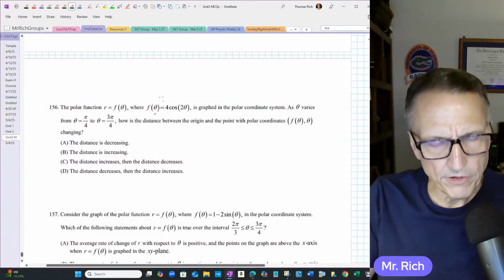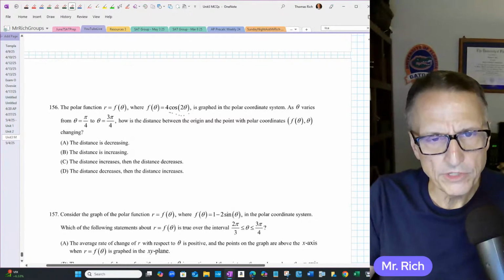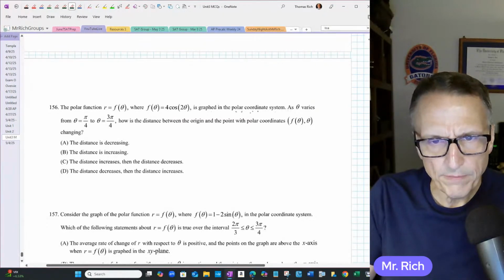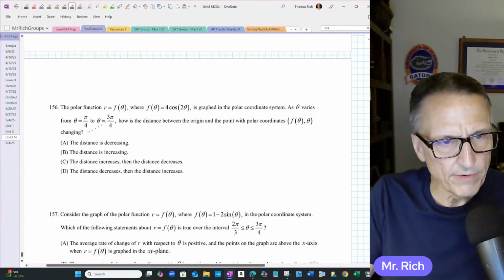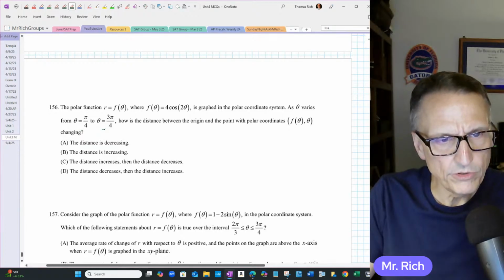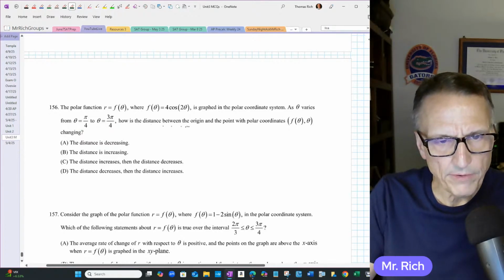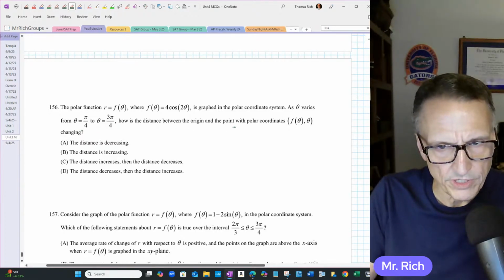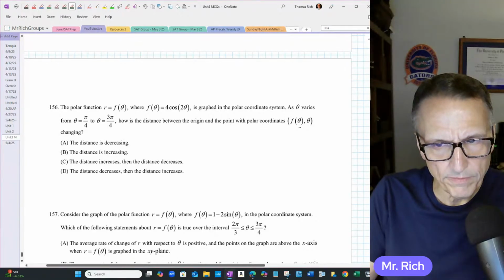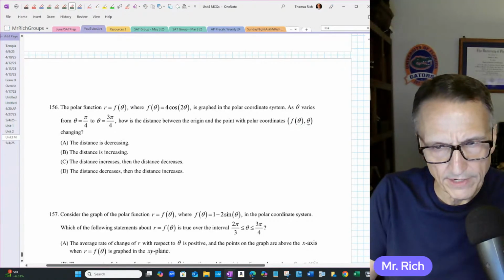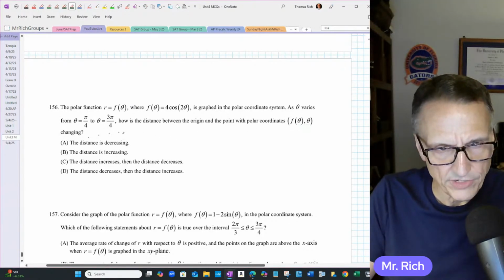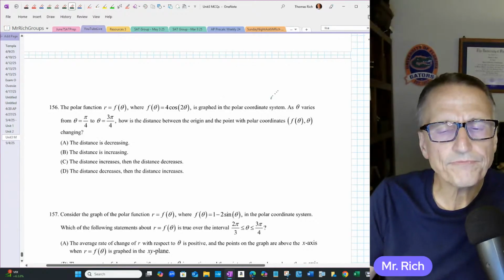So here they give you a function f of theta is 4 cosine 2 theta, graphed in the polar coordinate system. As theta varies from pi over 4 to 3 pi over 4, how is the distance between the origin and the point with polar coordinates f of theta, comma theta, how is the distance changing?